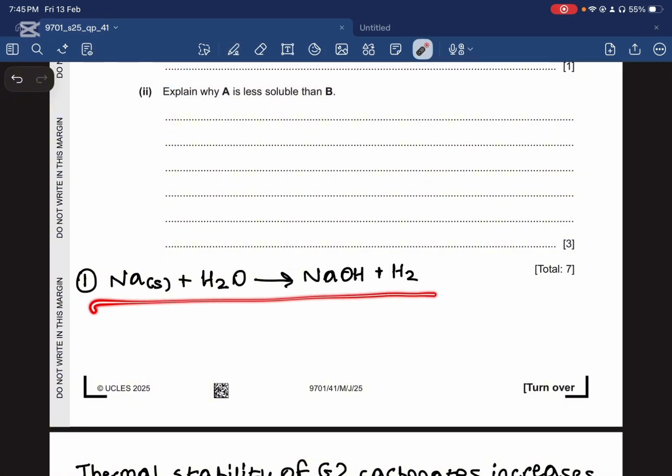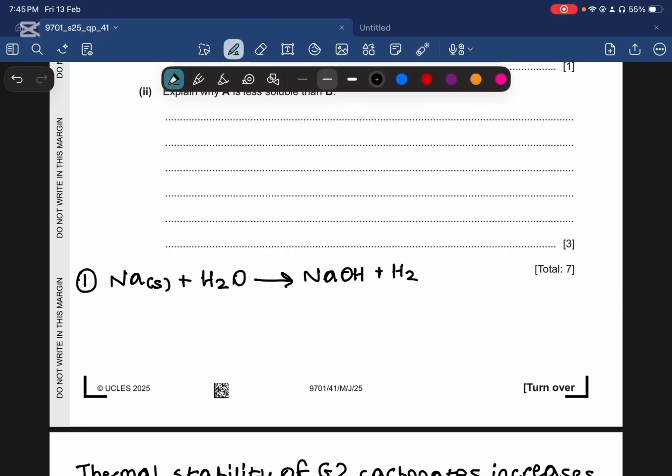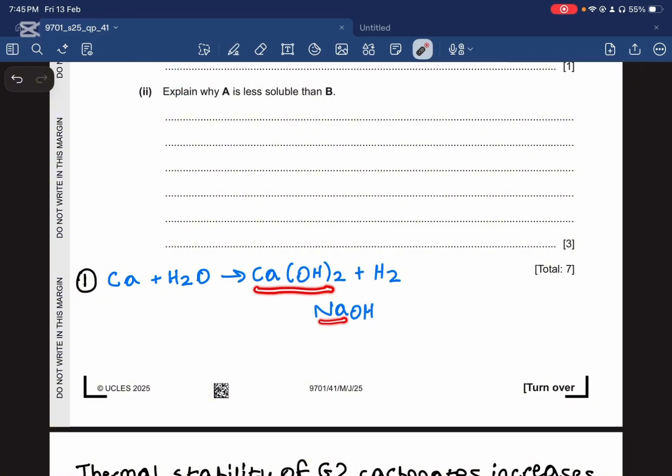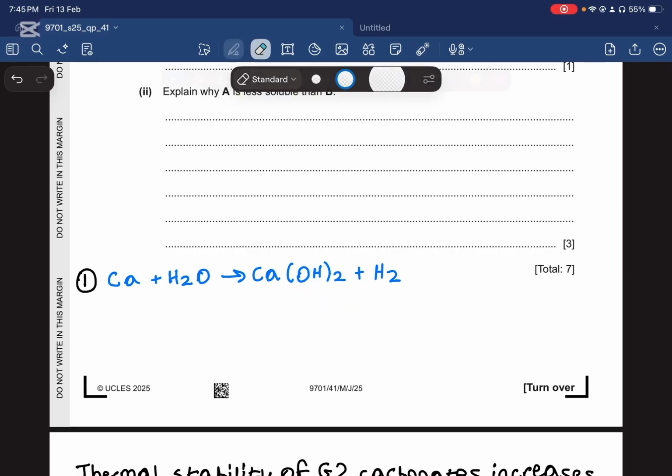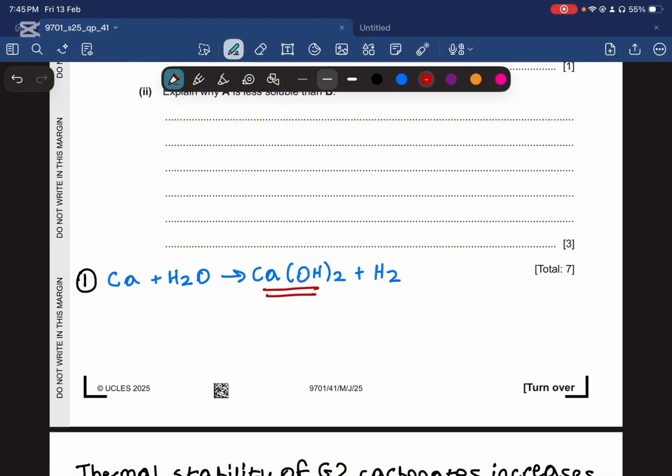Obviously, you can balance this chemical equation, but this is going to be all of the reactants and all of the products. The same thing applies for group 2 metals. Let's say if you have calcium, calcium plus water is going to give calcium hydroxide, but this time it's going to be Ca(OH)2 plus hydrogen. If you're confused on why is it NaOH when we are using Na, but why is it Ca(OH)2 when we are using Ca? The process which we use in order to find out the formula of an ionic compound is called crisscross.